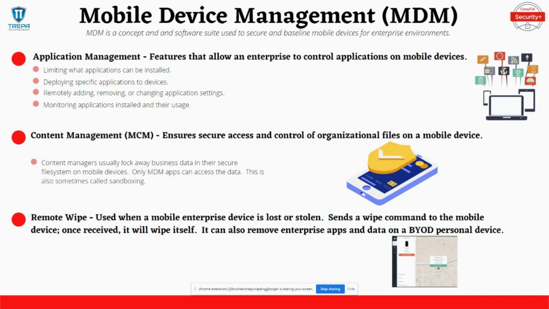Application management is a feature that allows the enterprise to control what applications can be installed on mobile devices. Application management can also be used to only install work-specific applications. So if we use application management on our workforce's mobile devices, we can easily allow enterprise solutions to be installed on their device and also prevent distractions like social media from being installed.